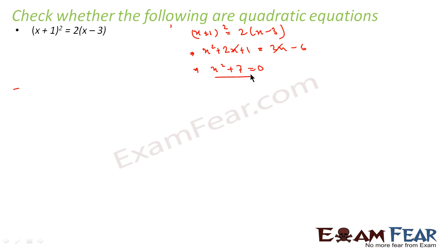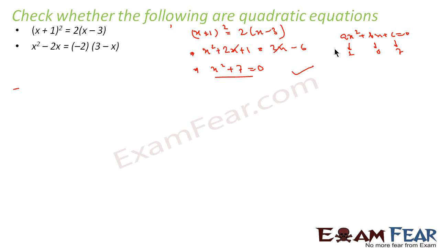Now, is it a quadratic equation? Yes. Why? Because the quadratic equation is of the form ax square plus bx plus c is equal to 0. Here a is equal to 1, b is equal to 0 and c is equal to 7. That's what the rule says: a should not be equal to 0. Here a is not equal to 0, so this is a quadratic equation.